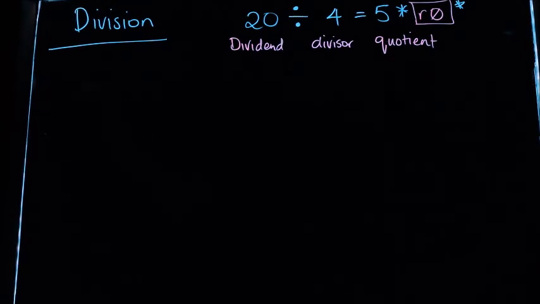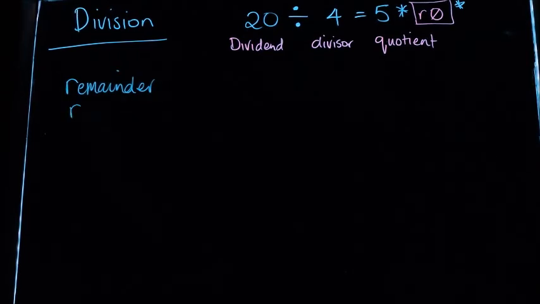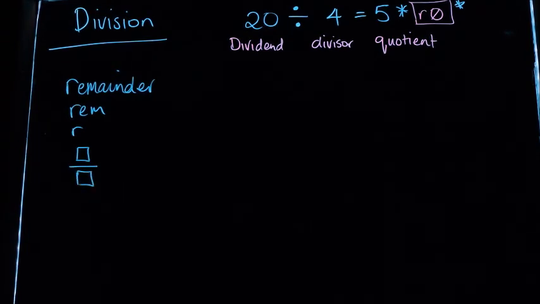Now this time we're going to have a remainder. And you might see this shortened to REM. You might see just an R. And of course, we understand that we can set the remainder up as a fraction, depending on what numbers we're using and what's left over. So let's have a look at a few of these questions here. And I'm going to go straight into the short division algorithm here.